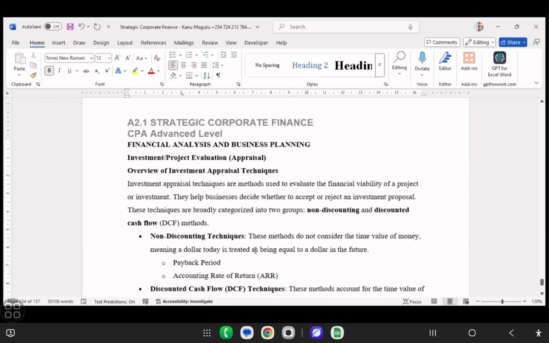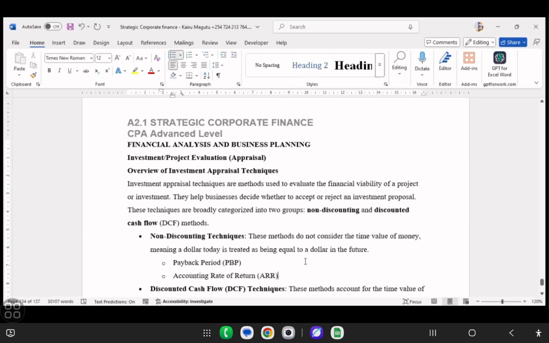And because I know you have done this, when you talk of the non-discounted cash flow methods, we say that non-discounted methods do not consider the time value of money, and therefore there is no discounting or compounding of the cash flows. These methods are the PBP, the payback period, and the accounting rate of return or the ARR method.